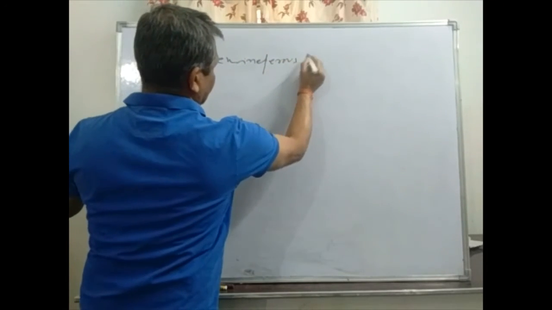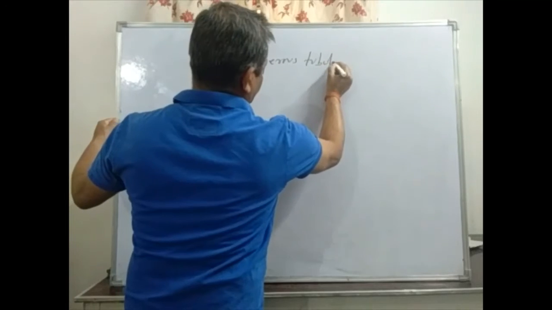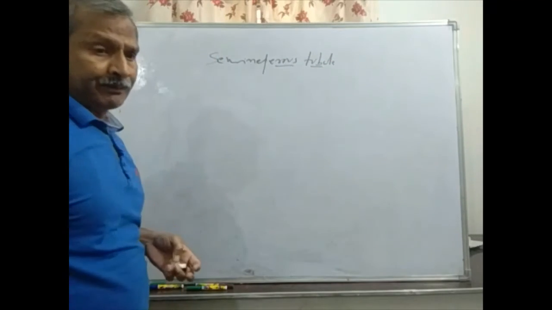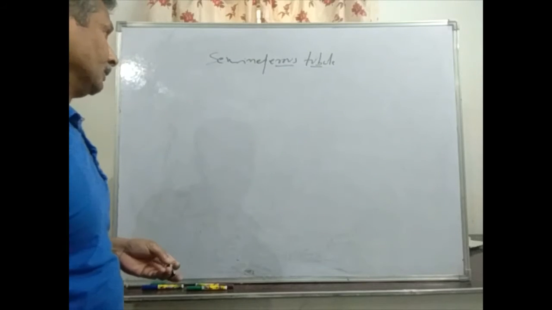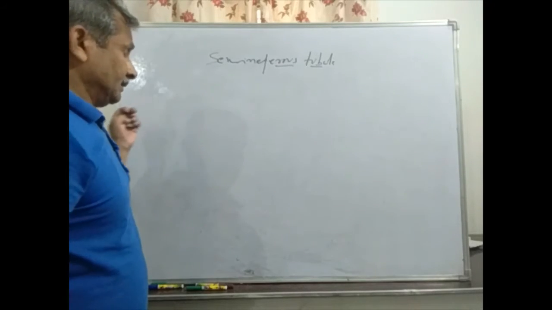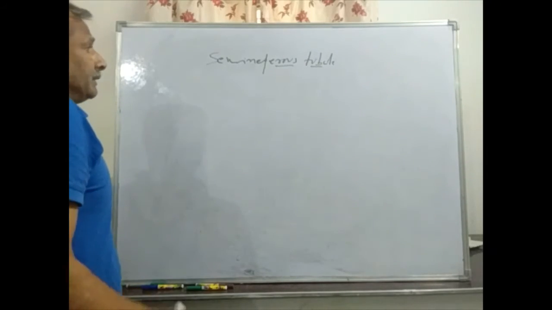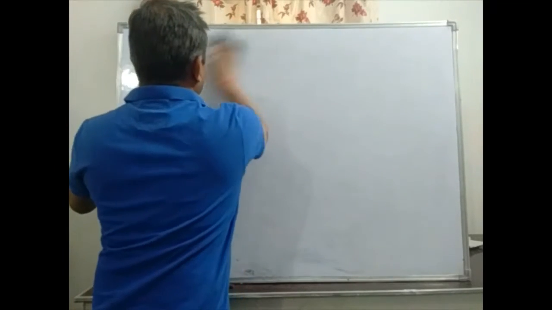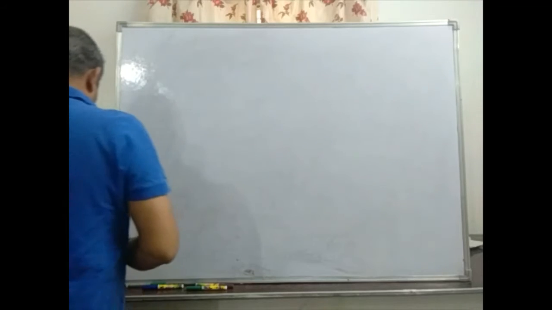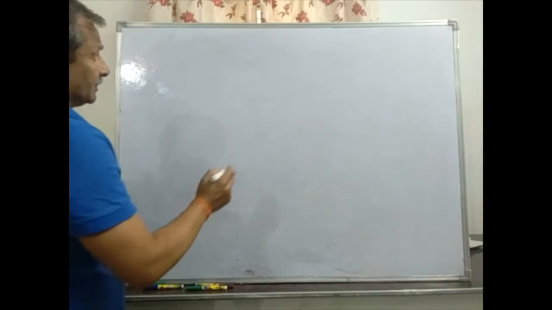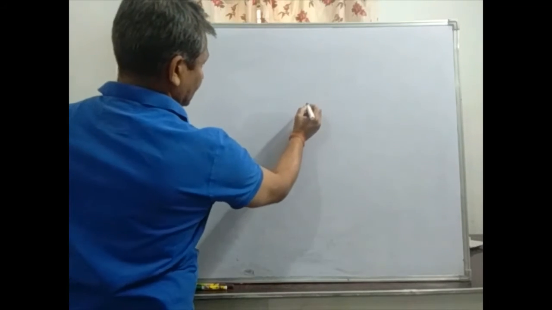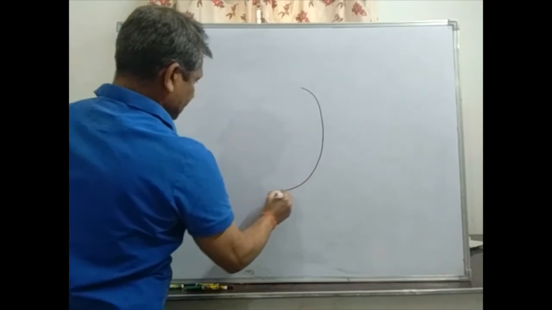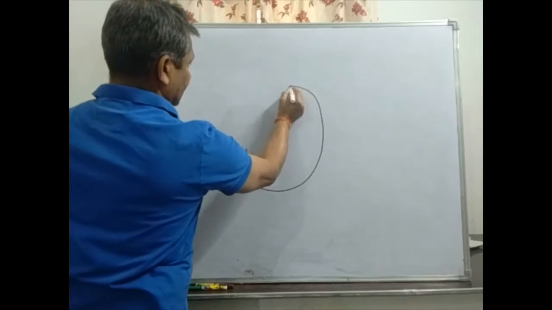Seminiferous tubules. These are the structures which are responsible for the development of the sperms or spermatozoa. Now we will see how the seminiferous tubules are arranged under the testis. When we see the structure of the testis, it's looking like this.